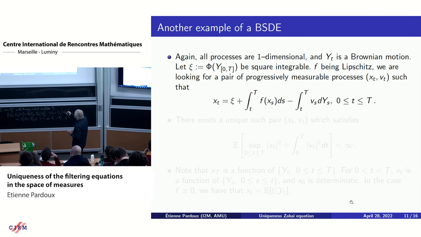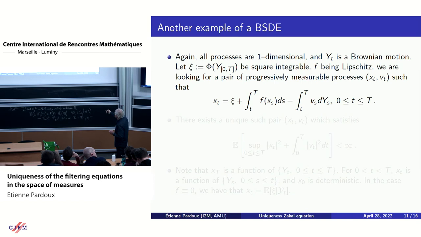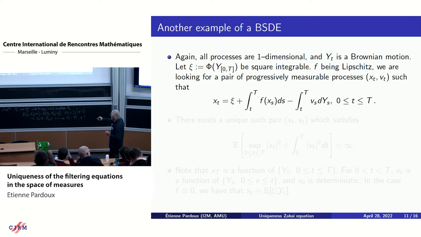And suppose that F is Lipschitz. Then we are looking for a pair of progressively measurable processes, X_t, V_t, such that X_t is xi plus the integral from little t to capital T of f of X_s ds, minus the integral from little t to capital T of V_s dY_s.